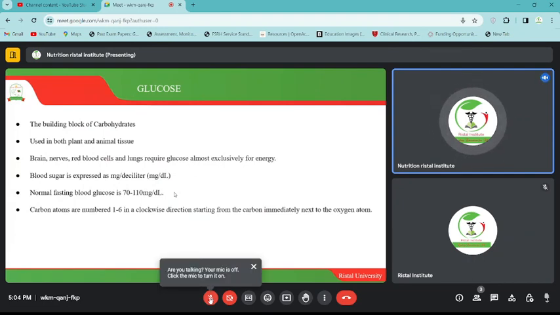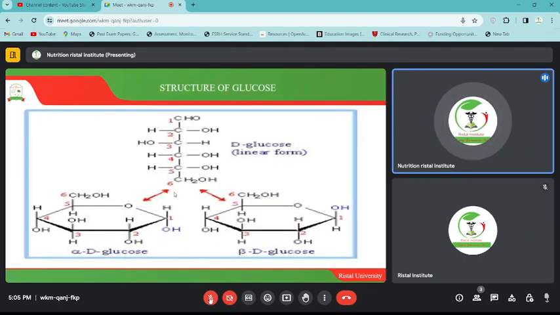And we'll get into this because we have some illustrations during this lecture. We'll be able to see the numberings and where you start from. And this is the structure of glucose. We have two forms of glucose, which is the alpha D glucose and the beta D glucose. And on the right here is the alpha D glucose. You can see that the difference is right on the first carbon where my cursor is.